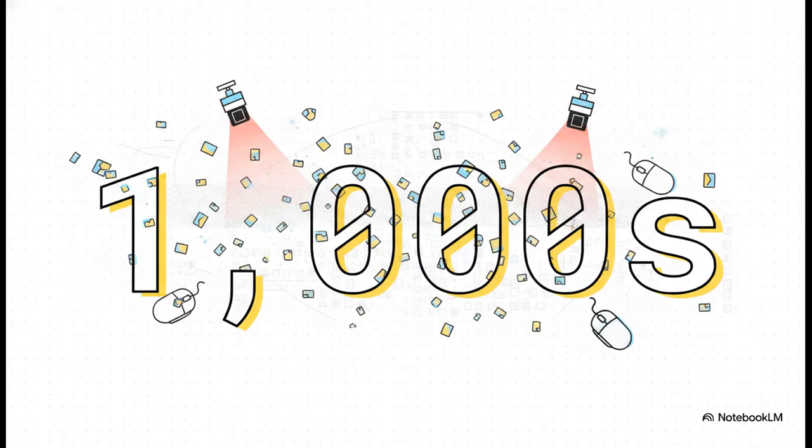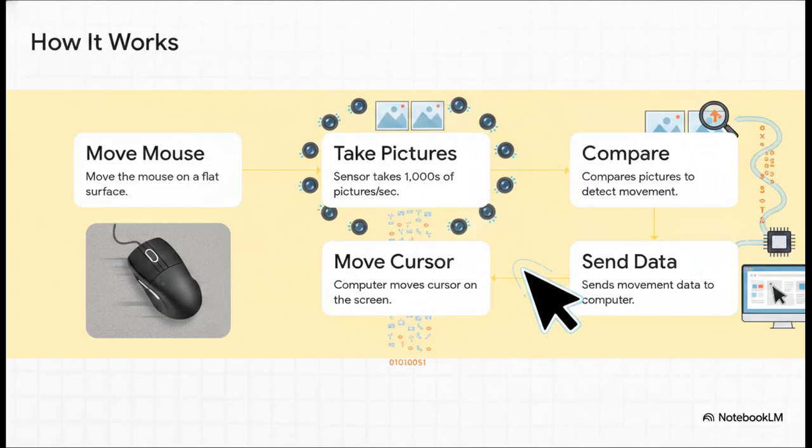Just check out this massive number, thousands. When you slide your mouse across a flat surface, that optical sensor is taking thousands of tiny pictures of that surface every single second. That is just a mind-blowing fact. It's operating like an ultra-high-speed microscopic camera, capturing frame after frame after frame in the literal blink of an eye. Okay, so wait. How does snapping a bunch of microscopic pictures move a digital arrow?